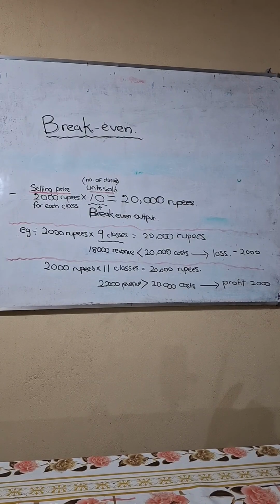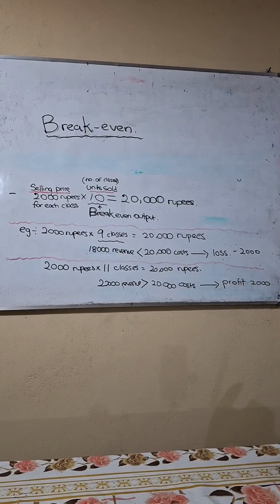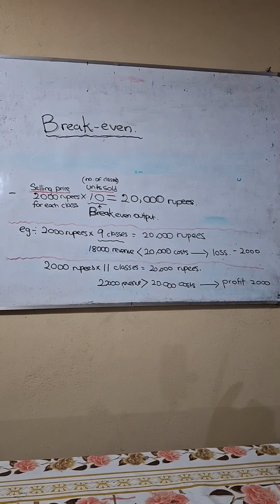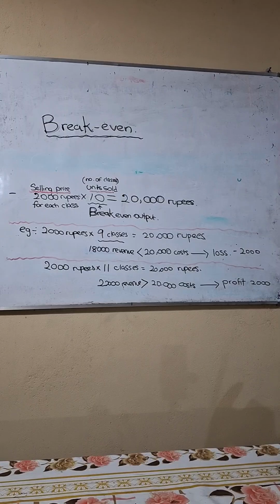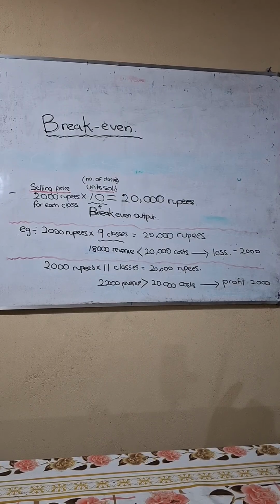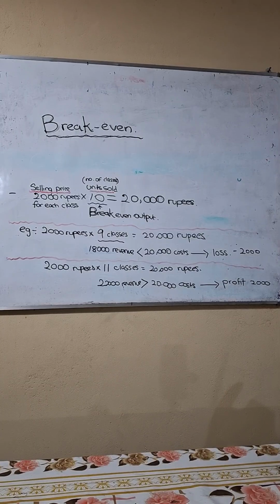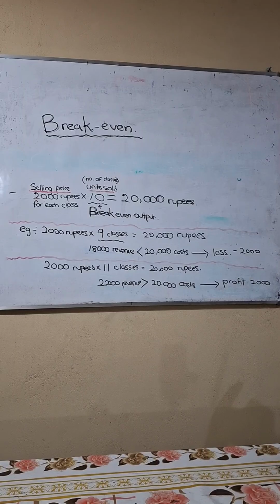Okay, so I took one step ahead and I just wanted to show what will happen if you don't produce at the break-even level of output. For example, I got 10 as the break-even level of output, which means I at least have to conduct 10 classes in order to cover my 20,000 rupee cost. So that is fine. At least I'm not making a loss. I'm also not making a profit. I'm just making enough money to pay off my bills. So that is at the break-even level of output.